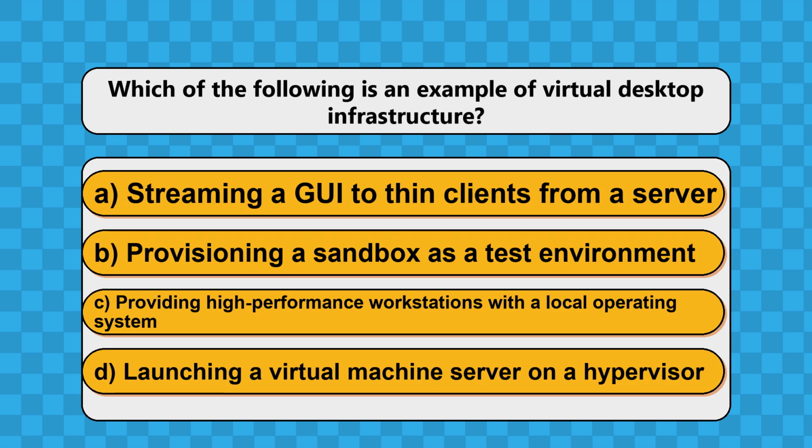Question 54. Which of the following is an example of virtual desktop infrastructure? Option A, streaming a GUI to thin clients from a server. Option B, provisioning a sandbox as a test environment.